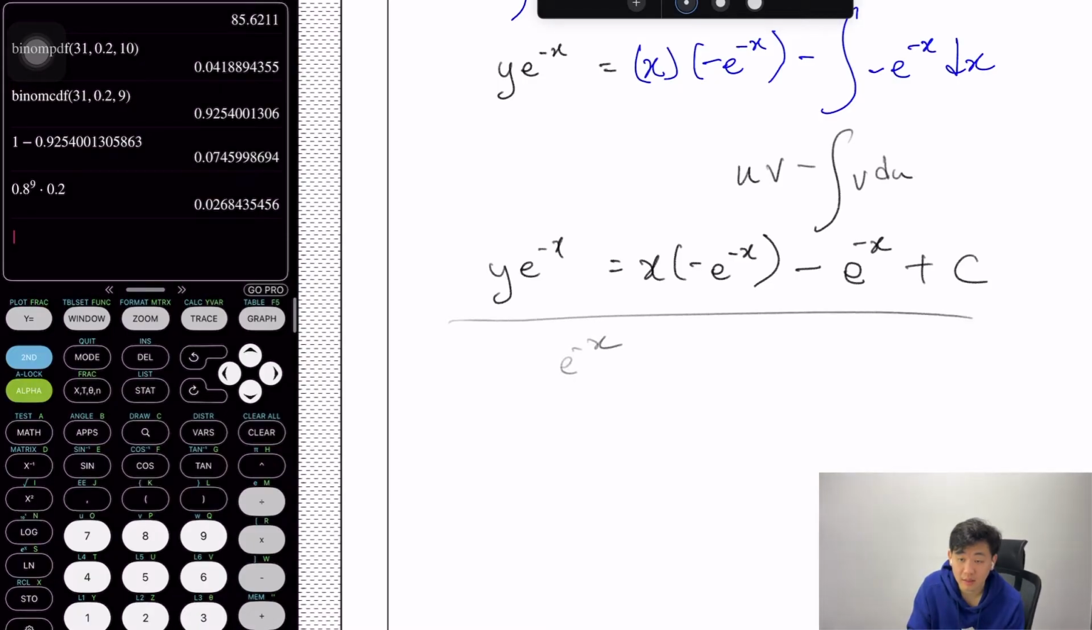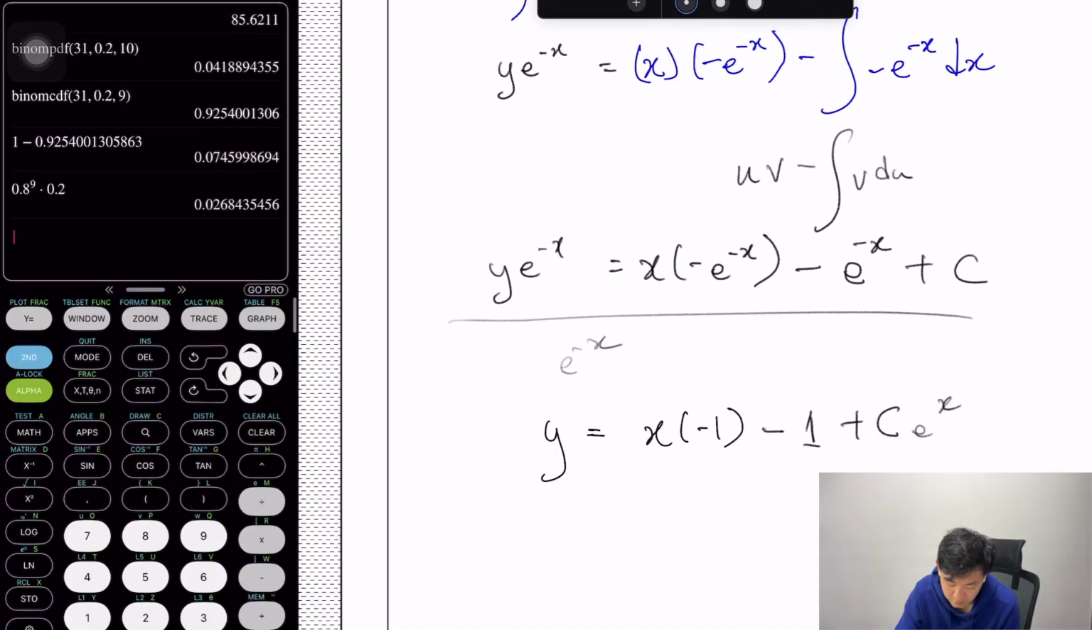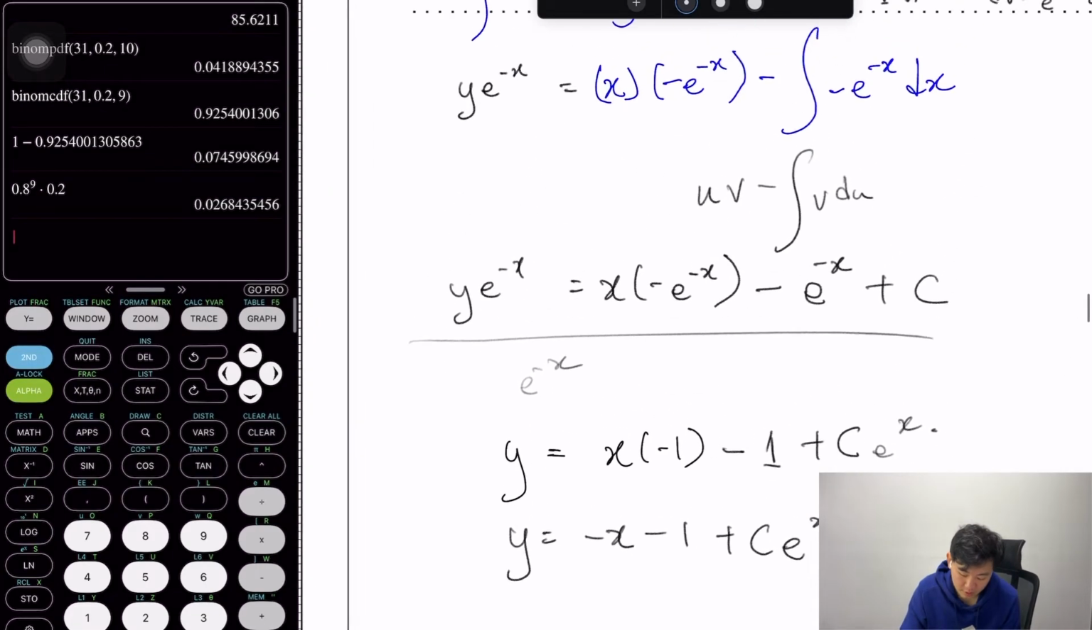So you're going to have y equals x times negative one, because this part will cancel except the negative, and then minus the one plus c, times e to the power of x. Which is y equals negative x minus one plus c times e to the power of x. And then finally, we're going to substitute, right?